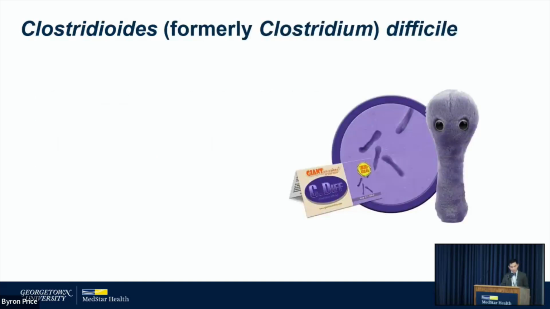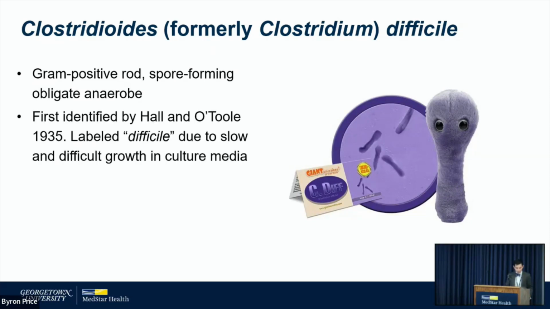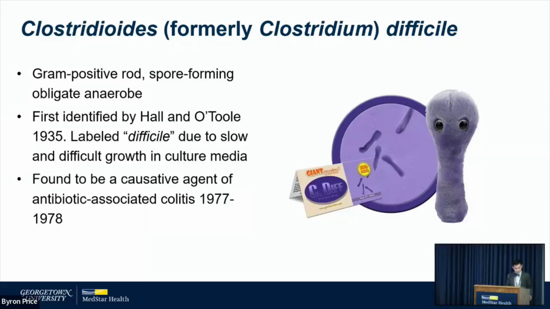So, Clostridioides, formerly known as Clostridium difficile. It is a gram-positive rod, spore-forming, an obligate anaerobe. It was first identified in 1935. The actual name difficile references the slow and difficult growth in media, hence why our standard stool cultures actually do not grow out C. diff.